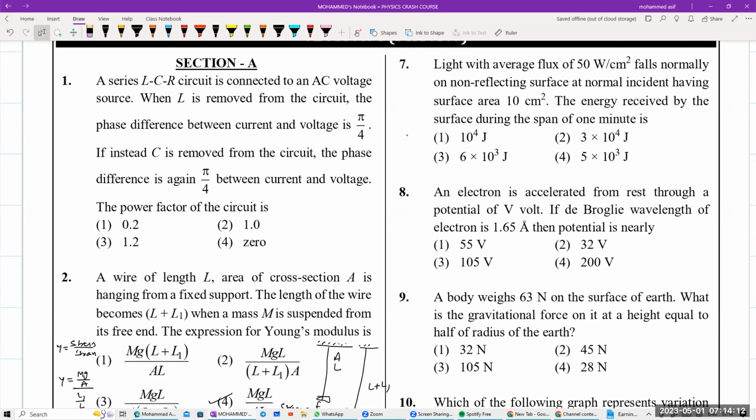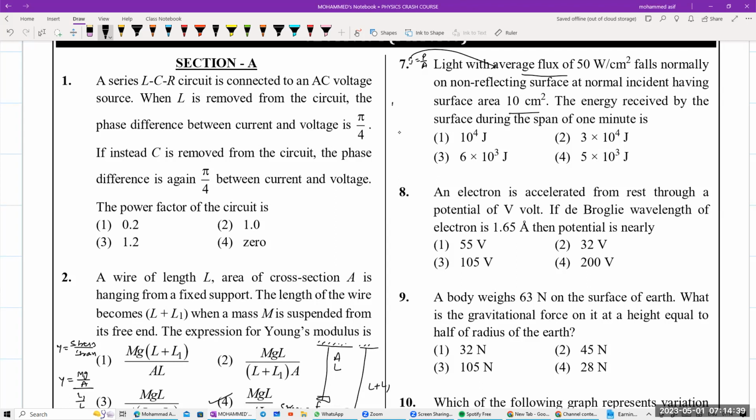Light with an average flux of 50 watt per centimeter square, and intensity is equal to power by area. What are we calling this intensity? Average flux. It falls normally on a non-reflecting surface and is absorbed. At normal incidence, having the surface area 10 centimeters square, the energy received by the surface during the span of 1 minute of time will be equal to how much?